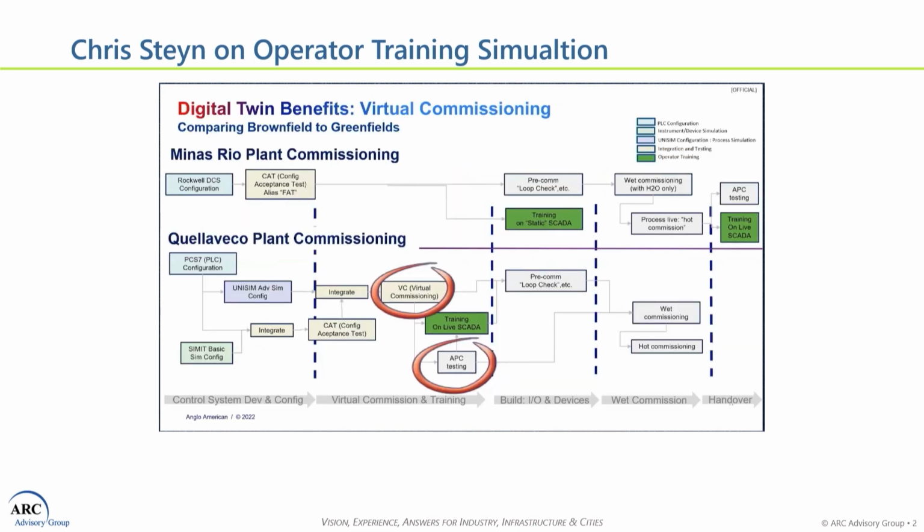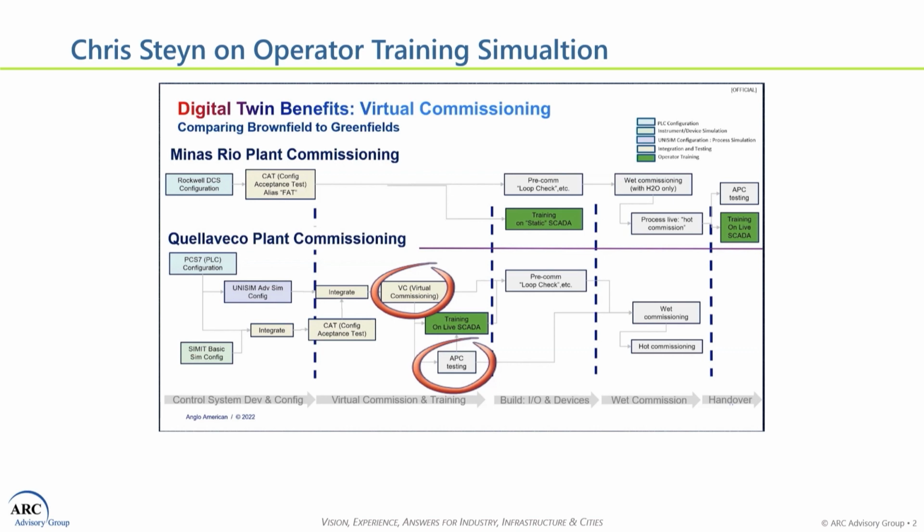Okay, then just lastly, on the benefits, I just quickly want to go into one of the things we found with virtual commissioning, where we virtually commissioned the plant's control system. Typically at Minas Rio, one of our other plants, we received the code from the vendor, which in this case was a Rockwell vendor. And typically what you would see, this is nothing against Rockwell, is when we get the site acceptance test software, we skip a virtual commissioning and training step. We go straight into loop checking, training based on a static SCADA, and ultimately we go into wet commissioning.